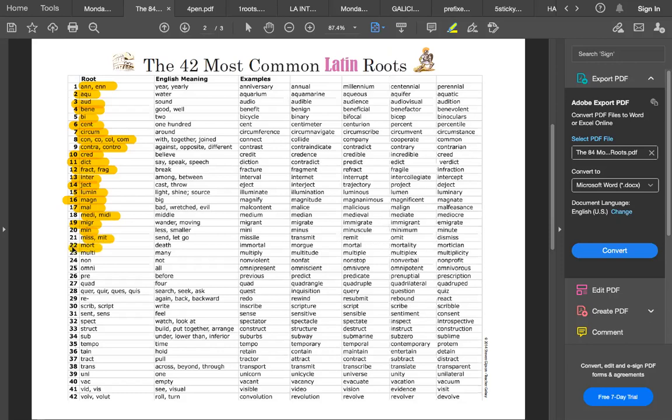Mort has to do with death. So you have a mortician, immortal, morgue. Im means not, mortal means to live, to have a death, and immortal would mean live forever. Mortality, mortician. Multi means many. So multiply, multitude, multiple, multiplex. Non means not, so non-violent, non-fat, non-stop.